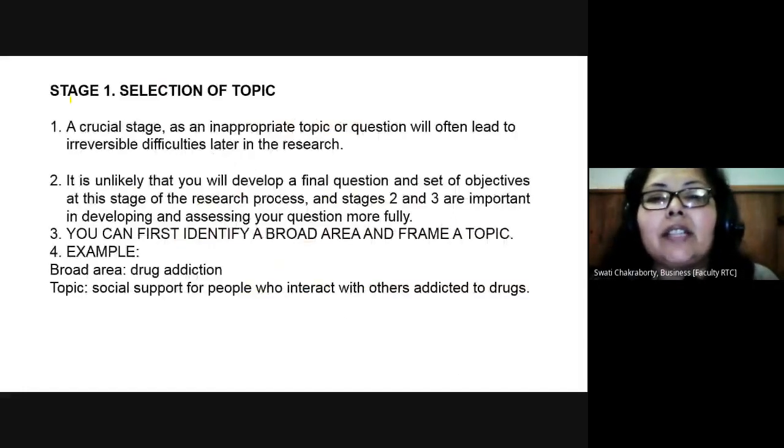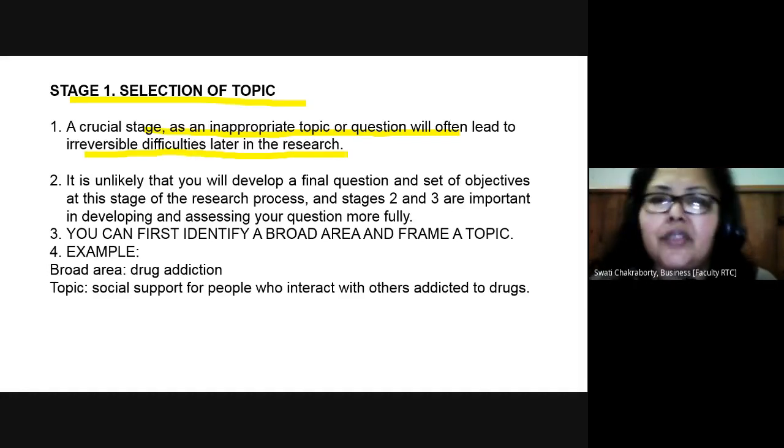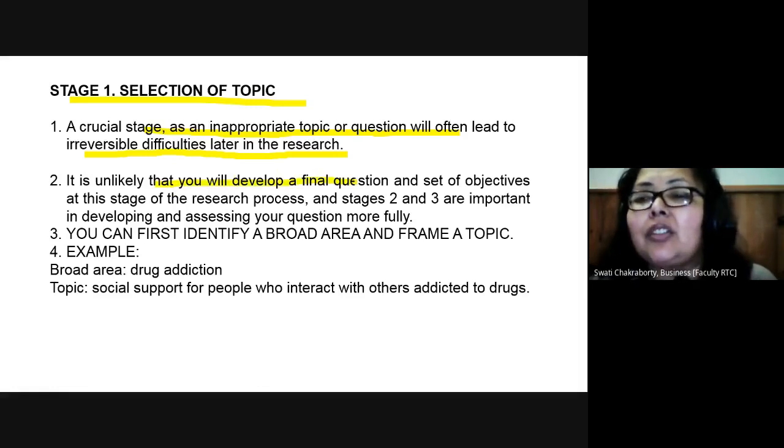The first stage is selection of the topic. It's a very crucial stage. Why? Because if the topic or the question is inappropriate and you cannot select it properly, in most cases it will lead to some irreversible difficulties in later parts of your research. It's unlikely that you will develop a good question and set of objectives at this stage of the research process. It's very difficult.